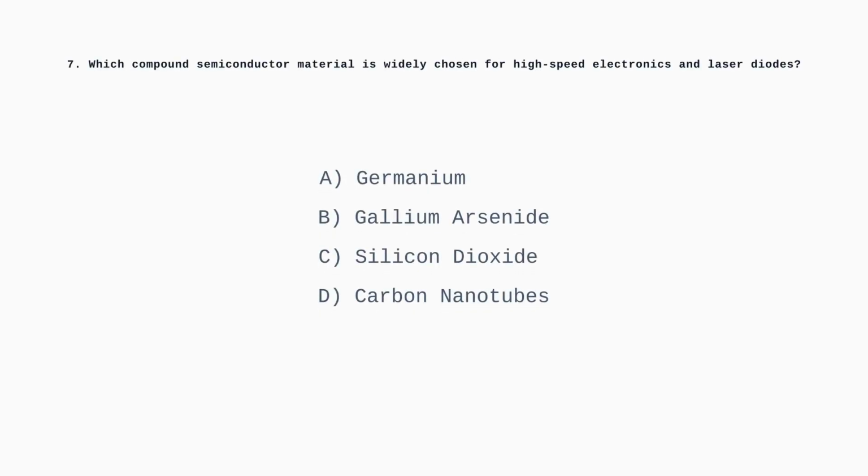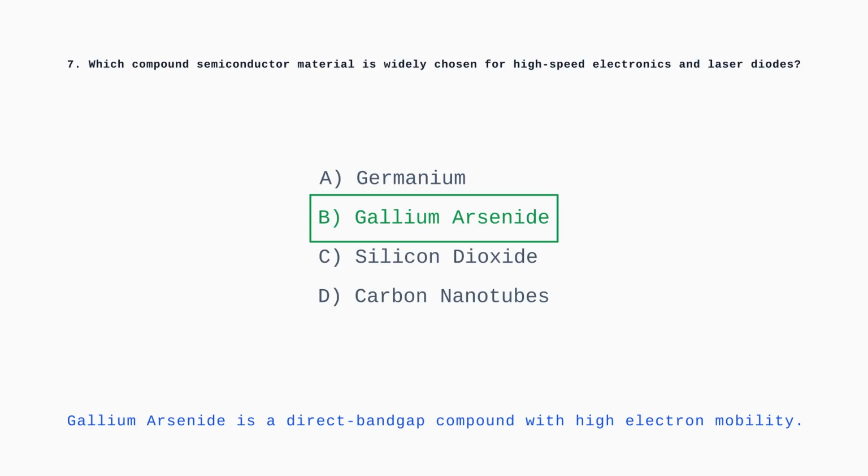Question 7. Which compound semiconductor material is widely chosen for high-speed electronics and laser diodes? Gallium arsenide offers exceptionally high electron velocity and a direct band gap, making it perfect for high-speed microwave devices and lasers.